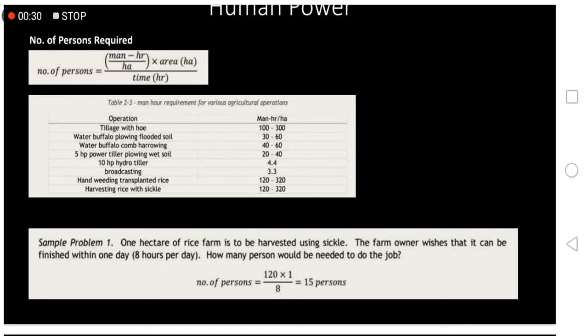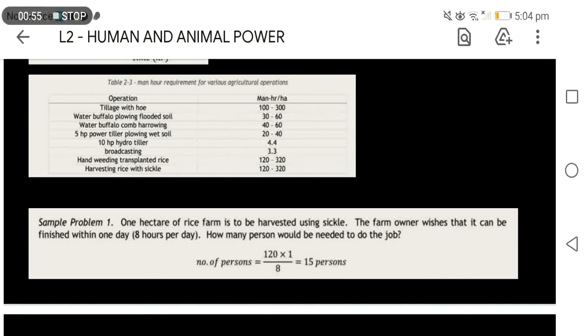Based on our equation, the number of persons is equal to man-hour per hectare, so we need the data from Table 2.3. The operation is harvesting using sickle, and we have harvesting rice with sickle, 120 to 320. You can use the range from 120 to 320. For this specific example, let's use 120 man-hours per hectare. So we have 120 times the area.